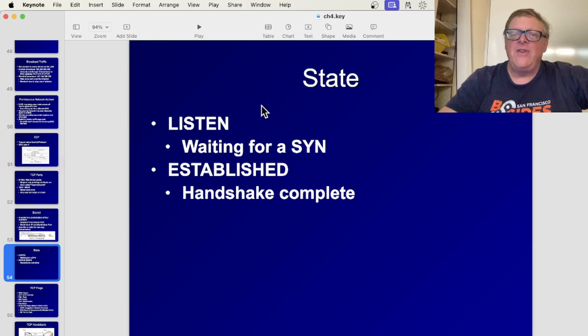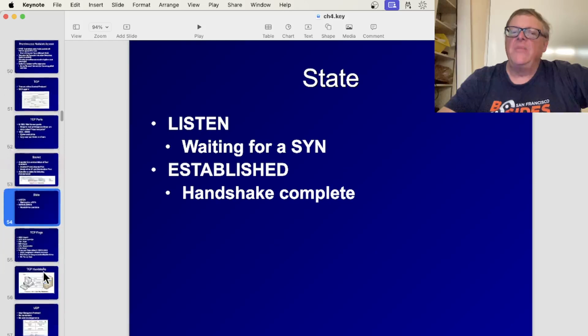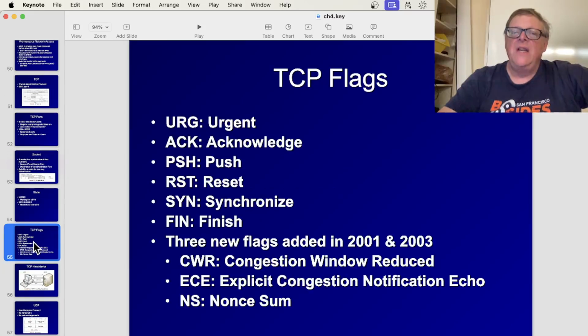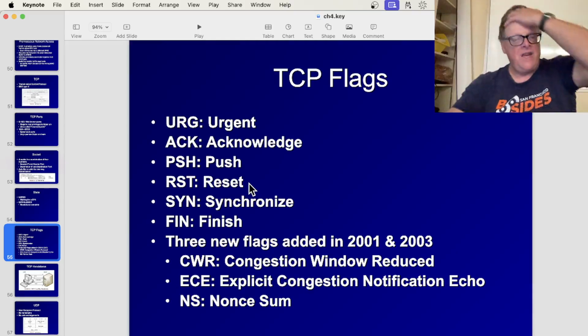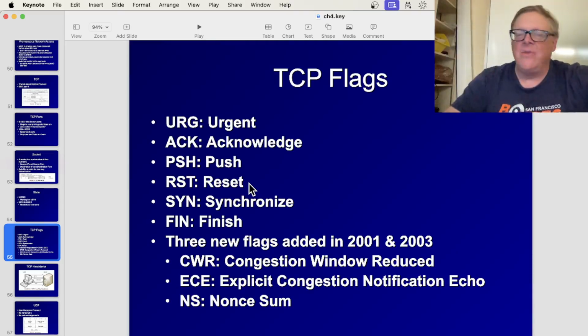You can have a state of listening, where you're waiting for a SYN. Established means the handshake is complete, and there are some temporary states it goes through during the TCP handshake: SYN, SYN-ACK, ACK. Here are some flags. The most common, as I mentioned, are SYN and ACK. You need those for every handshake. Reset ends a connection, saying the user has closed the browser and doesn't want to talk to you anymore. Finish is another way to end it. There are some more flags added.